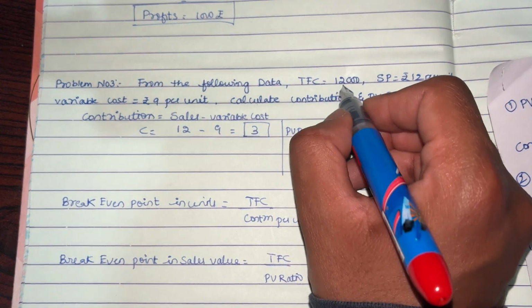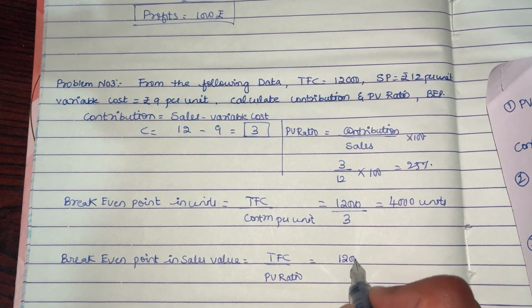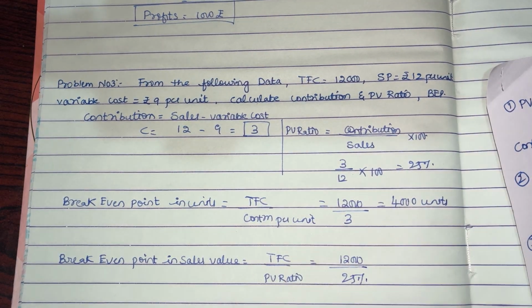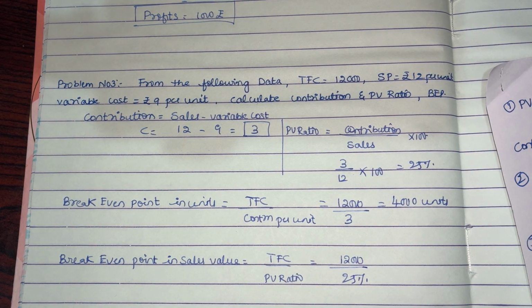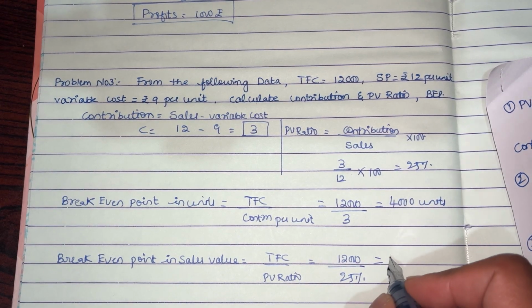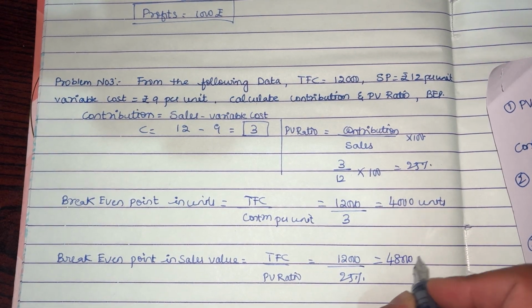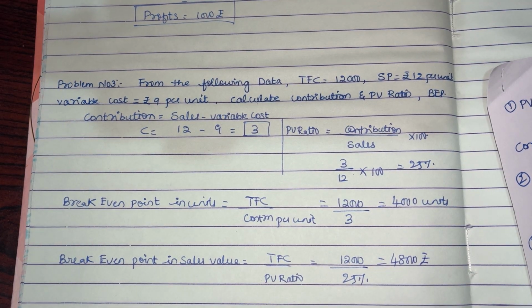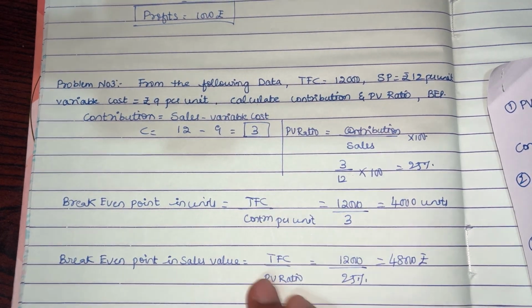What is total fixed cost? 12,000. What is PV ratio? 25%. That is 12,000 divided by 25%. Please carefully press in the calculator 25 and then click on percentage. Then it will come up to 48,000 rupees. Okay, that is the BEP. Now we have answered all the questions from this particular problem.